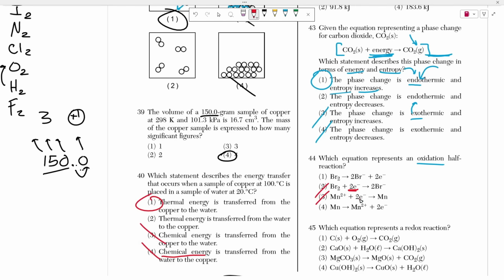Remember that these guys are gaining electrons. Do I see electrons in the products? No. So where did they go? Well, they went into the system. They got absorbed by the bromine and they got absorbed by the manganese. All right. Now look at choices 1 and 2. We have electrons in the products, which means that electrons must have been lost, right?